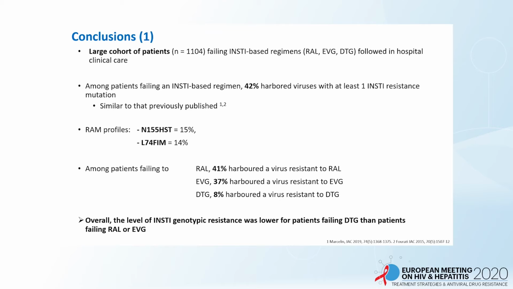So in conclusion, this is a large cohort of patients failing an integrase-based regimen followed in hospital clinical care. Among patients failing an integrase-based regimen, 42% harbored viruses with at least one integrase-resistant mutation. That is similar to some previously published studies. The most frequent resistance mutations observed were the 155 and the 74 mutations. And overall, the level of integrase genotypic resistance was lower for patients failing dolutegravir than patients failing raltegravir or elvitegravir.